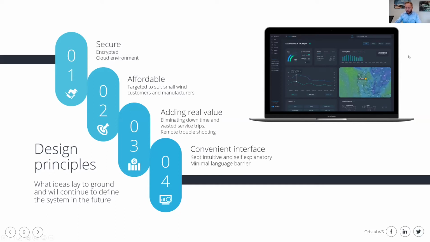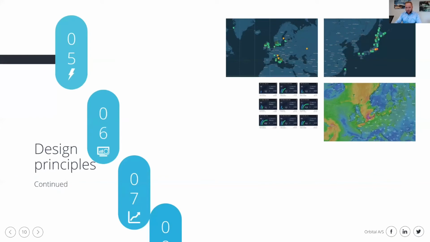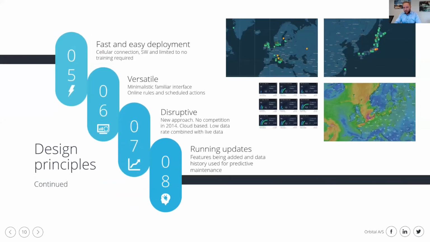What you see up here is our version 2, releasing shortly. And continuing, due to cost, we need fast and easy deployment. So we don't need extensive work to install a new system in a foreign country. We basically send a SIM card along, and they plug it in, and then it runs.